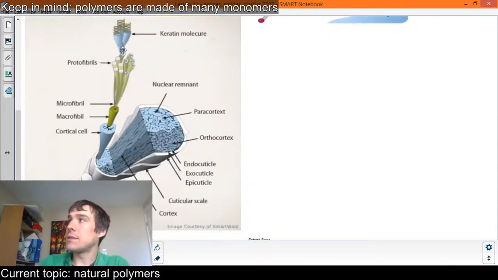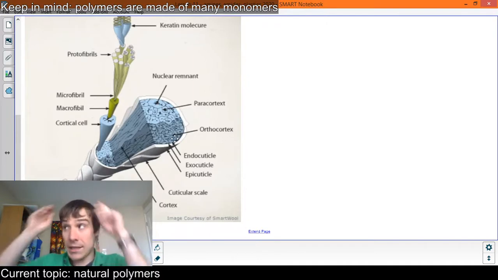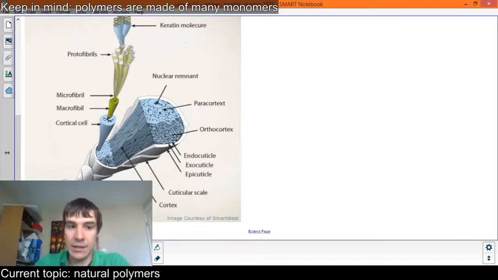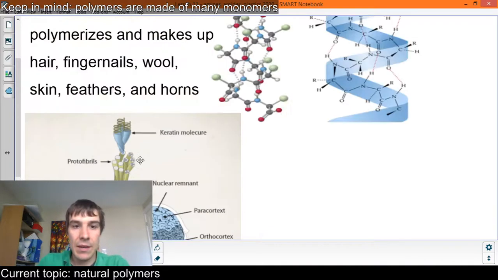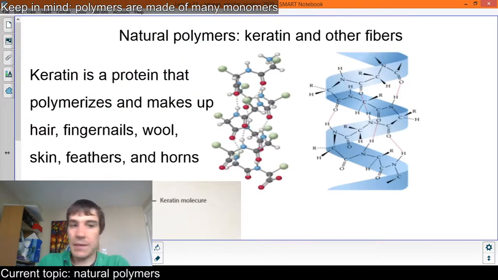Makes it curl around itself, and it's packed into these cells that die, but the keratin sticks around. And so it makes this tough stuff that we call hair and skin and nails, and feathers and stuff. Fish scales too.